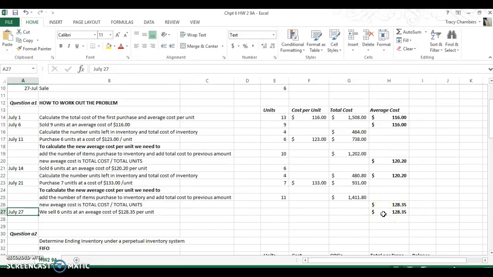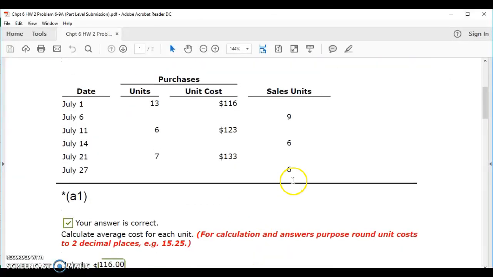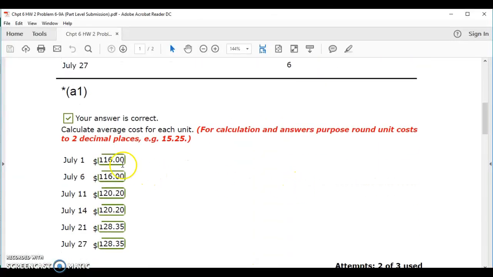So if we go back to our homework sheet and we review this information, we can see that this answer is correct. So we have 116, 116, 120.20, 120.20, 128.35, and 128.35.